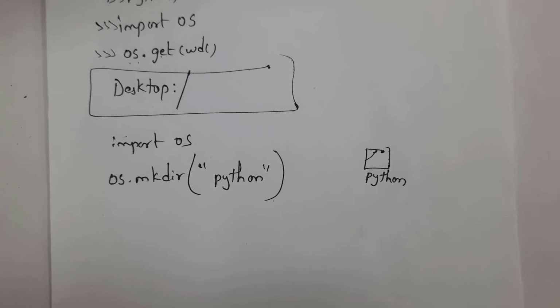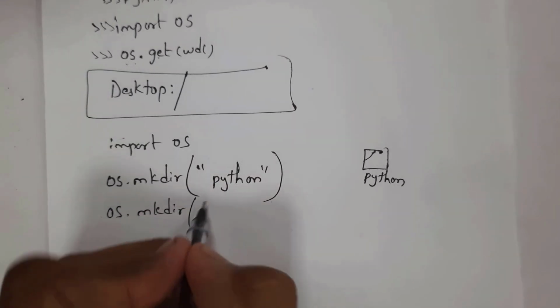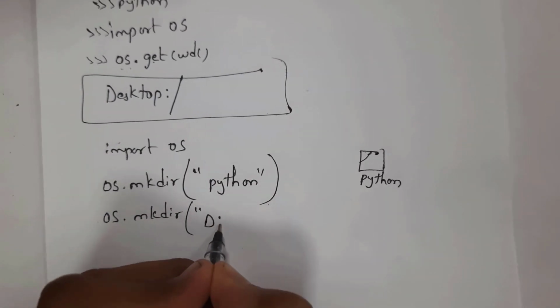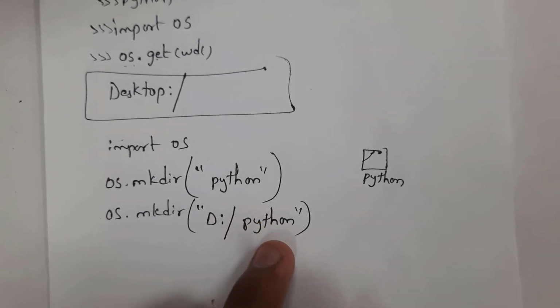For example, I don't want to create the folder in the desktop location. I want to create the folder in local disk D. So just write here os.mkdir. I want to create the folder in local disk D. So just write here D Python. Whenever you run this line of code, it will create one folder named Python in local disk D.